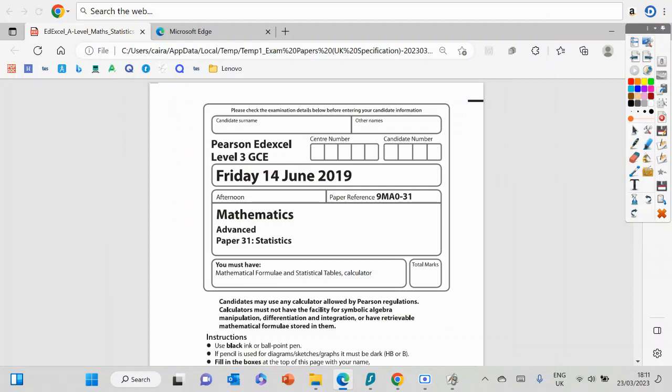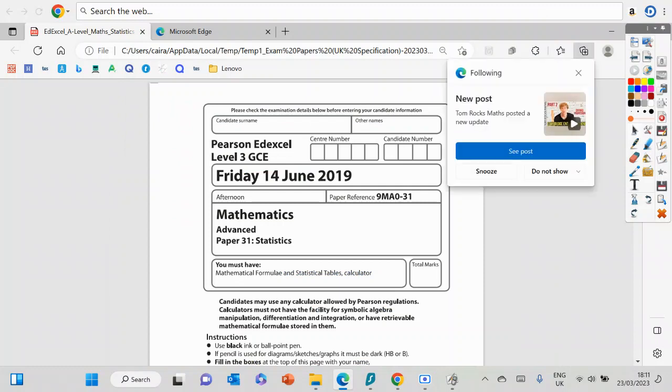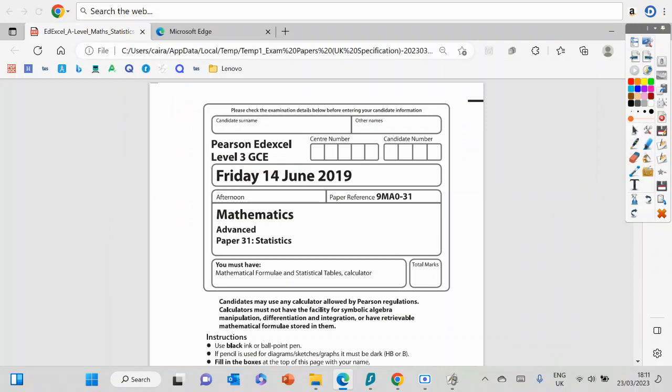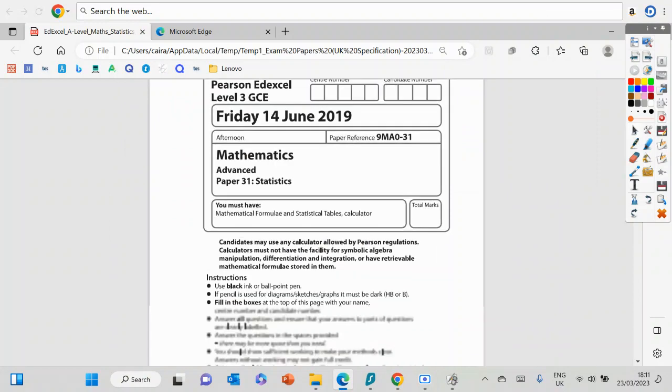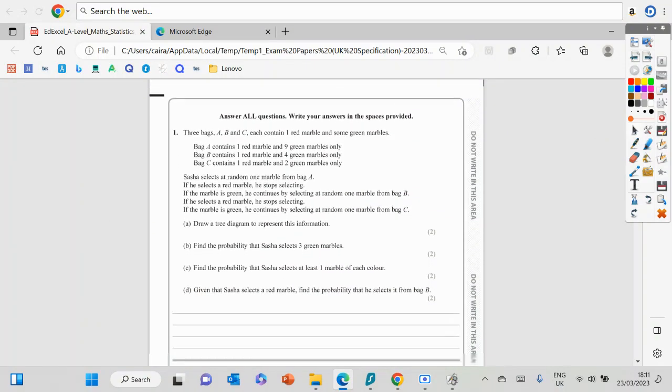So we are going to go through the 2019 statistics paper. I've got the formula book right next to me so we can have a look at the statistical tables that are in the back of this. We can just go through it and we'll start on question number 1.